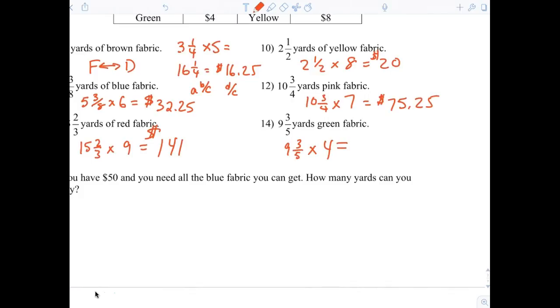What's the answer? Which question? Number 14. I really am lost. I'm on 14. 9 3/5 times 4. $38.40. That's what I got. But why do you think you're lost though? Just because I forgot where we were. Oh, okay. Well, tell me again what you got for 14. I got $38.40.